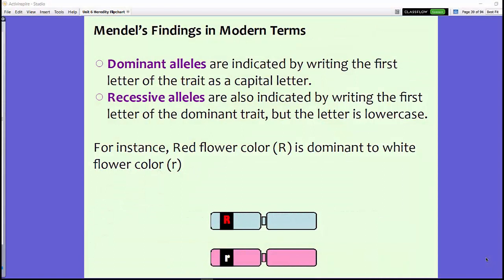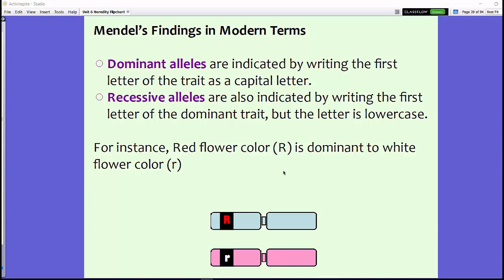Mendel's findings in modern day terms. We've already talked a little bit about how there are dominant alleles and recessive alleles. So let's go over those two definitions real quick. Dominant alleles are indicated first by writing the first letter of the trait as a capital letter. This is a trait that tends to be expressed in a person or in an organism. The recessive alleles are those that are not expressed if there is a dominant trait that is expressed. And these are indicated by writing the first letter of the dominant trait, but it's going to be lowercase.